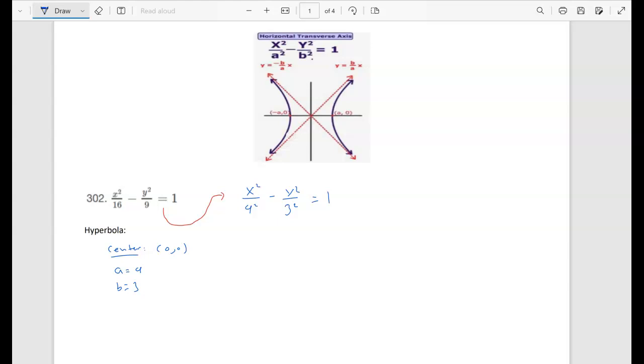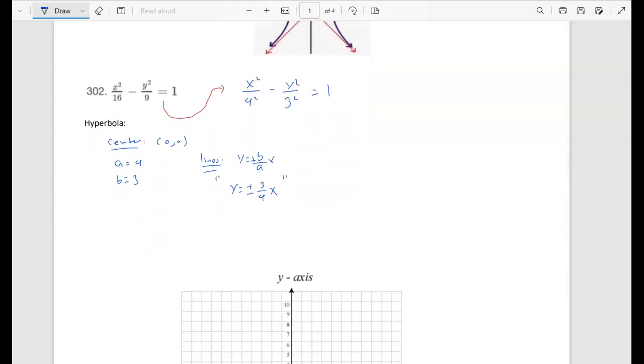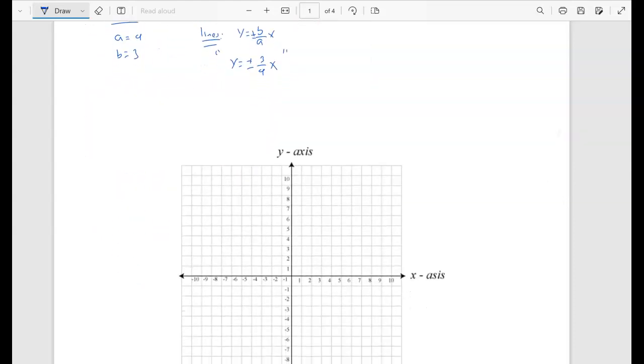Now the hyperbola is going to have these lines from the center, or in this case the asymptotes, at y is equal to plus or minus b over a times x. For us, this is going to be plus and minus 3/4 of x. Now remember that these lines from the origin are actually going to be dotted.